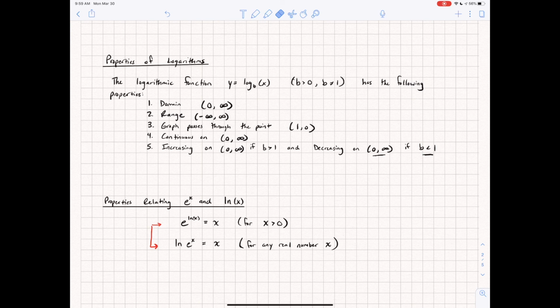For example, you'll see in this first one, if I have e with ln of x as its power, because e and ln are inverses of one another, right? e is the base for this logarithm. Then these two items are going to cancel out because they're inverses. It would leave me with just x.